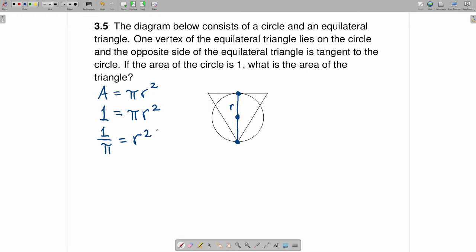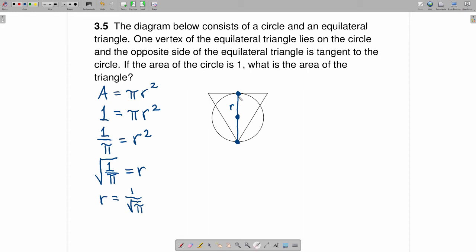The last step in solving that equation is to take the square root of both sides. When you take the square root of the left-hand side, you get the square root of 1 over pi. And when you take the square root of the right-hand side, you just get r. We don't need to worry about the plus or minus here because the radius, in this case, is a length, so we don't have to worry about the negative. Last thing we can do here is write this as r is equal to 1 over the square root of pi.